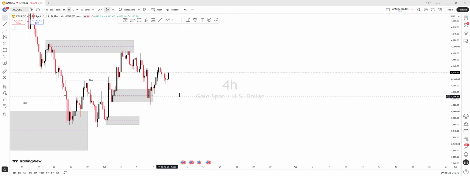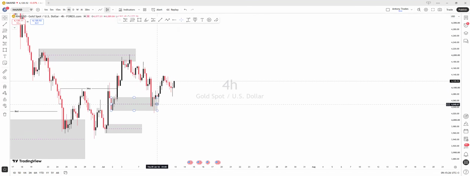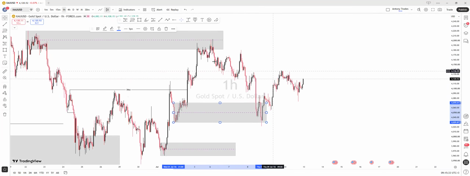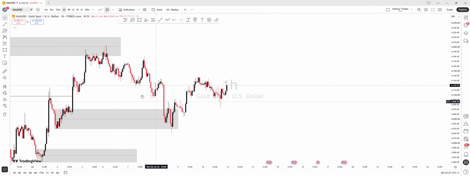So what am I seeing gold doing? Gold has come to this area here and is showing us a buy movement from there. So I need now to go to the 1 hour again. From the 1 hour time frame, I will identify the last strong break of structure to the downside. And I can see that the last strong BOS was here.